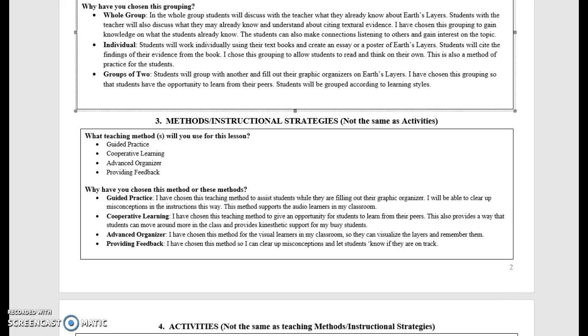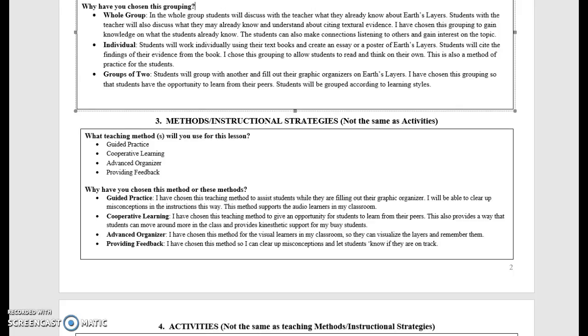Methods and strategies. The methods that I'm using in this lesson are guided practice, cooperative learning, advanced organizer, and providing feedback. The reason I've chosen these methods: guided practice. I have chosen this teaching method to assist students while they are filling out their graphic organizer. I will be able to clear up misconceptions in the instructions this way. This method supports the audio learners in my classroom.